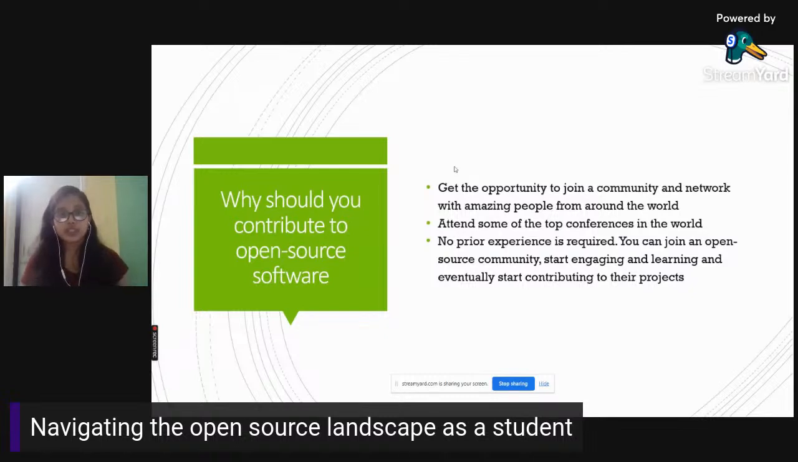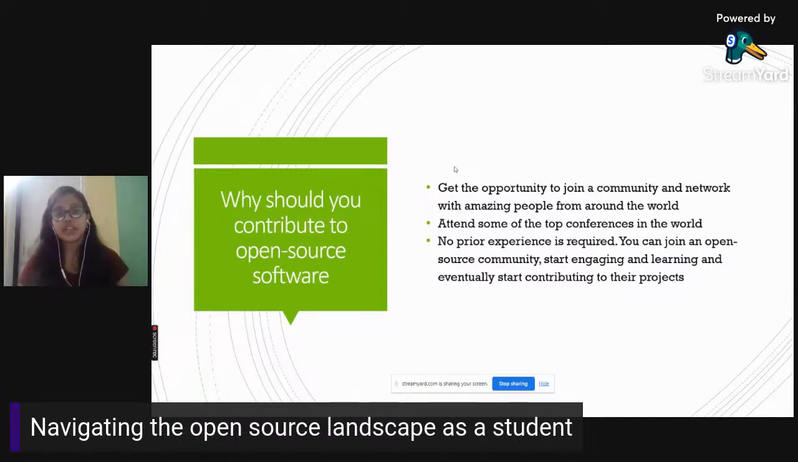The first advantage is that when you start contributing to open source, you get to join a community and network with people from all around the world. Every open source project has communities and contributors from all around the world, so when you start contributing, you start engaging and networking with people from everywhere.